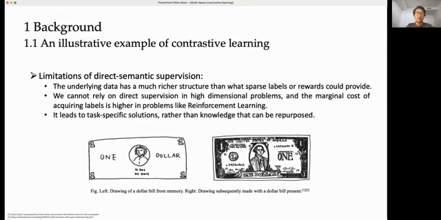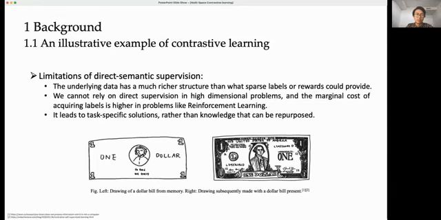Contrastive learning has attracted interest from the research community as a promising self-supervised learning method, which has achieved huge success in computer vision and natural language processing. Here, I would like to present a toy example to introduce the intuitions behind contrastive learning.